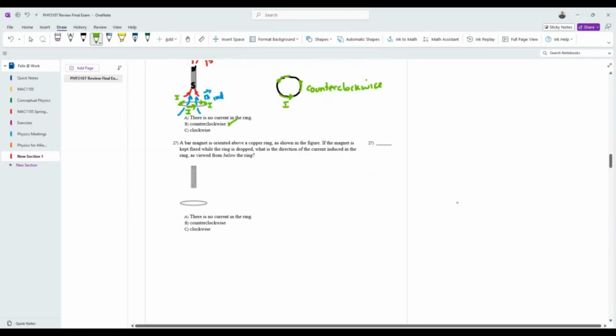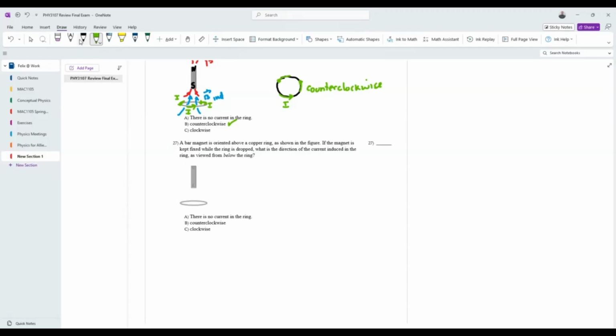So they say if our magnet is oriented above a covered ring, if the magnet is kept fixed while the ring is dropped, right? So it doesn't matter if it's the magnet that is moving or the ring that is moving. At the end, there would be a change in magnetic flux, which is what matters. So the magnetic flux across the ring is going to decrease. If the magnet is kept fixed while the ring is dropping, what is the direction of the current induced in the ring as viewed from below the ring?